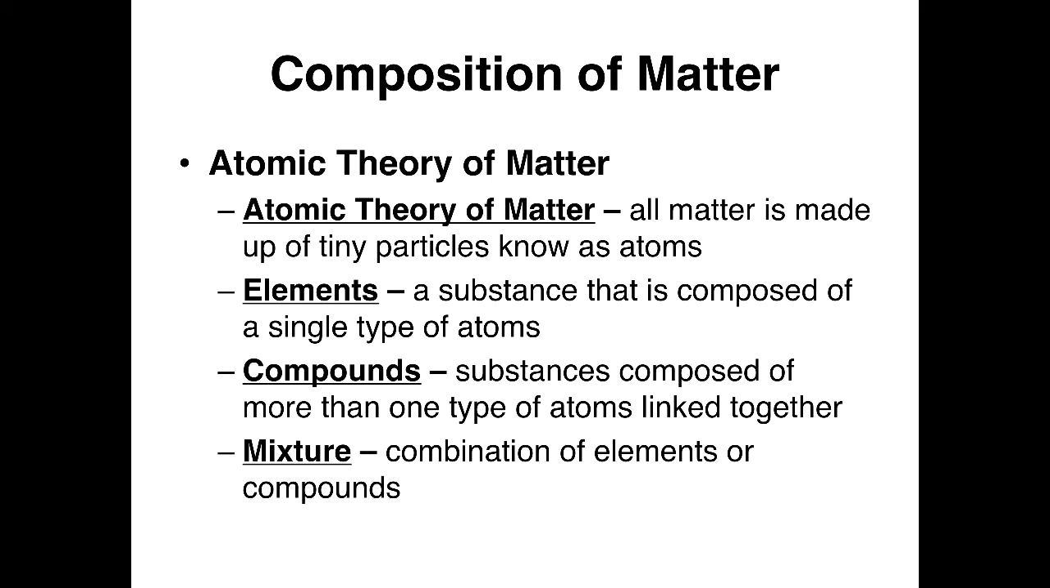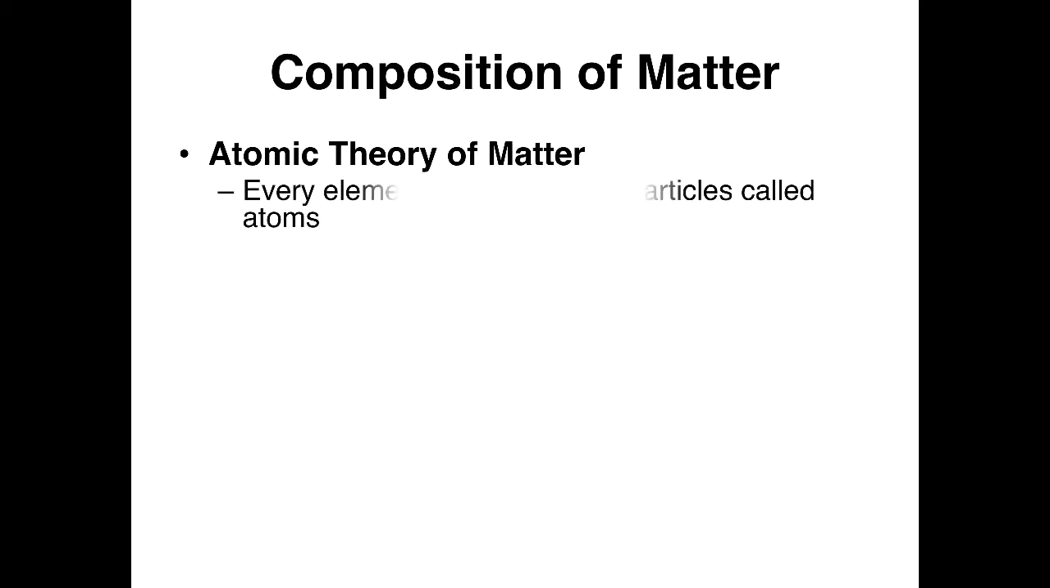A mixture is a combination of elements or compounds, and there are different types of mixtures that we'll be talking about. Every element consists of tiny particles called atoms, and it was initially thought, as I said before, that these atoms were not divisible. These were the simplest particles, and they could not be divided into any smaller parts.